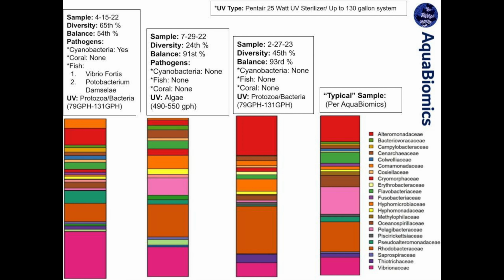Fearing that I had inadvertently affected the bacterial population in the tank with the hydrogen peroxide, I sent in an additional Aquabiomics bacterial test, which shows a dramatic drop in the diversity from the 65th percentile to the 24th percentile. However, the balance went up from the 54th percentile to the 91st percentile. I cannot speak to the significance of these results or a direct correlation to the use of hydrogen peroxide.